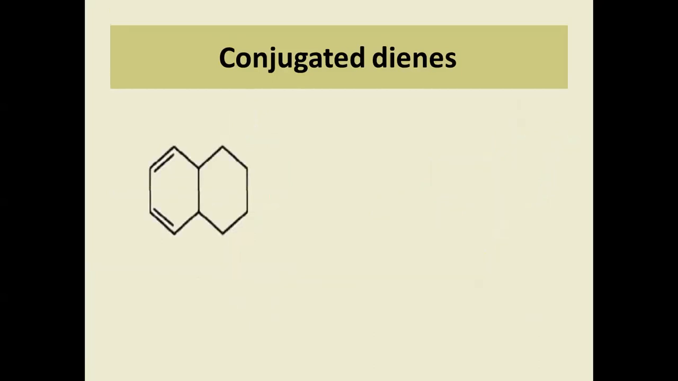Now let us see some more examples. This one is having a homoannular diene. So the base value will be 253 nanometer. There are 2 ring residues, so totally 10 nanometer has to be added. So the total lambda max value will be 263 nanometer.